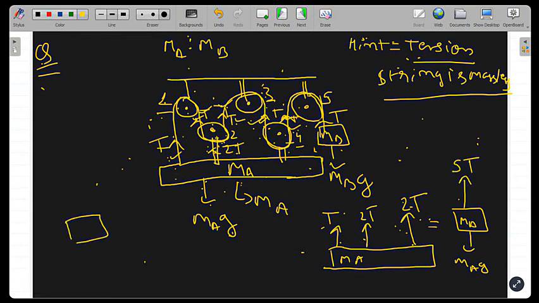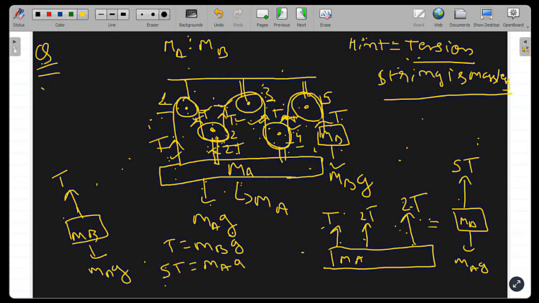If I draw the FBD of the MB block, MBg is acting downwards and the total tension acting upwards is T only, because it is connected to a single string. So if I say that T is equal to MBg and 5T is equal to MAg, then from this, अब तो रेशियो दिख गया होगा, अगर T MBg के बराबर है और 5T MAg के बराबर है तो 5:1 का रेशियो है.